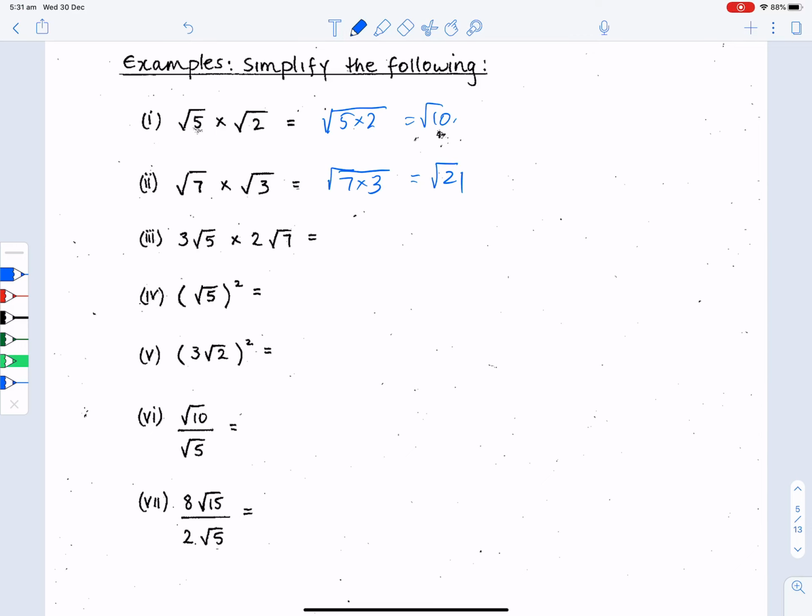Next one, you've got 3 root 5 times 2 root 7. Very simple. Multiply the whole numbers, so 3 times 2, which is 6. And then root 5 times root 7 is root 35. Question number 4, root 5 squared is just 5, as we said in the rules before.